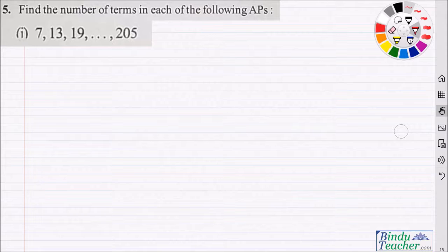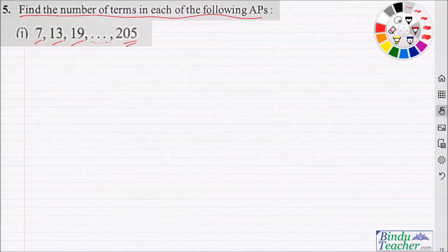Let's solve this question. Find the number of terms in each of the following arithmetic progressions. So they're saying we have to find how many terms are there in each of the arithmetic progression. In the first arithmetic progression, we have the numbers 7, 13, 19, and then an unknown number of terms in between, finally 205.